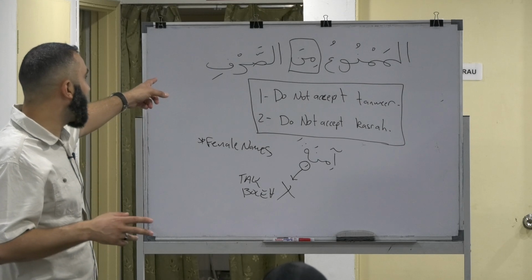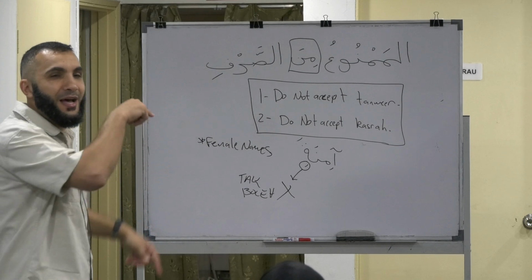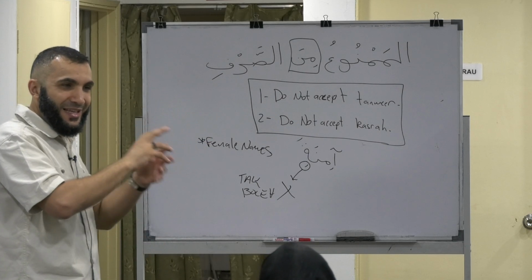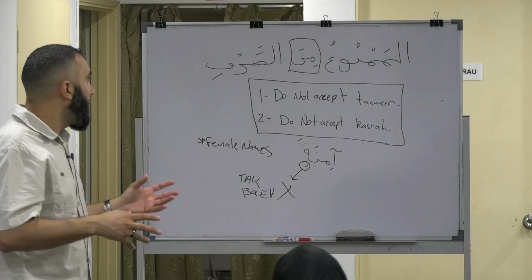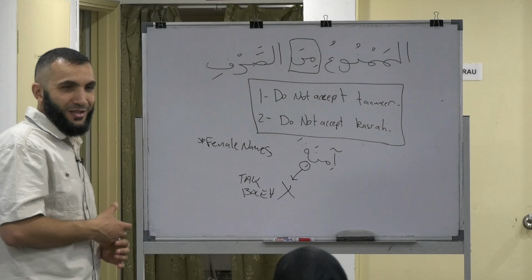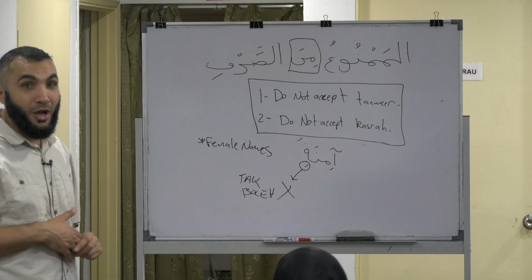I can put a harf jar and say ila al-kitabi or fi al-kitabi. I can change kitabu to kitabi in the sentence. These are the rules, right? But with words that are mamnu' min as-sarf, I cannot make those same changes, because it doesn't accept tanween and it doesn't accept kasra.